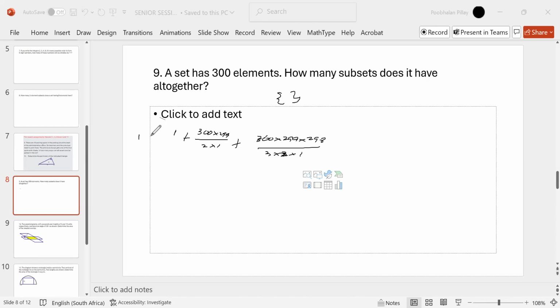Okay, the one element subsets are easy because if you take all the subsets which have got exactly one element in it, there are only 300 of them. You can actually list them down easily. You just take each element and put a bracket around it, and you can count there are 300 of them. Okay, and then these are two element subsets and so on. Yes, by the way, you're going to go all the way up to 300.